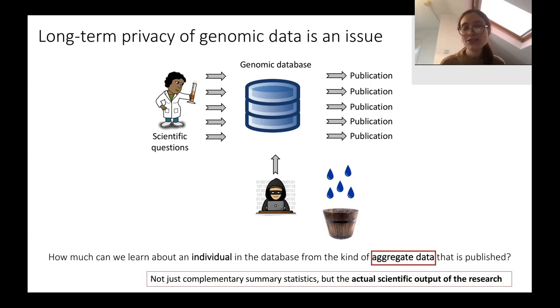However, we weren't just interested in the type of complementary summary statistics that are sometimes published, because it's always possible to just not include those summary statistics. What we were interested in was the actual scientific output of the research, which scientists have to publish because that's the output of the research project. We were interested in seeing how this could leak information that might be used to identify individuals.